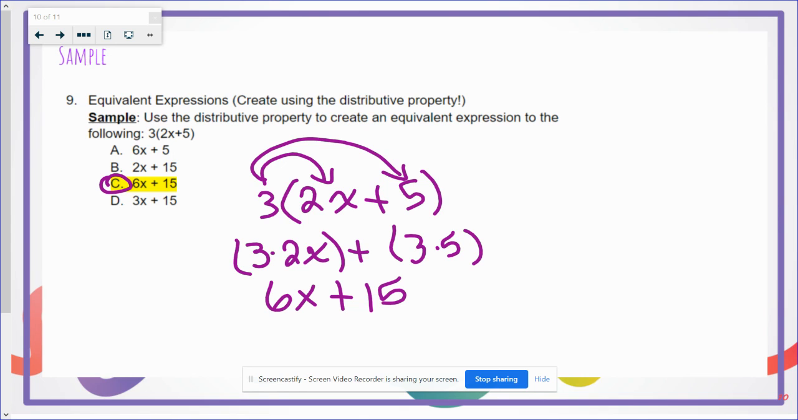Don't get tricked, not the 6x plus 5. That would mean that you weren't fair to your second child and that you only multiplied the 2 by 3 and not the 5. All right, let's keep going. Last one.